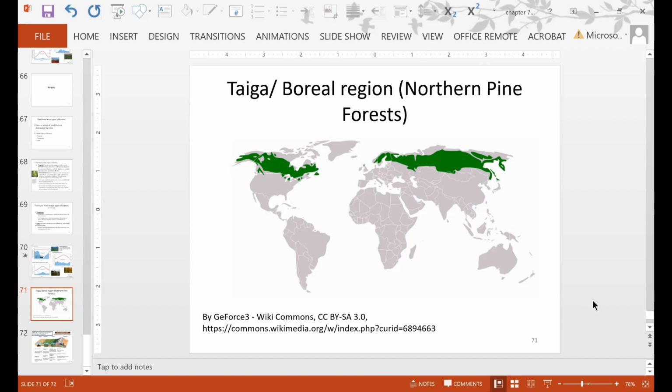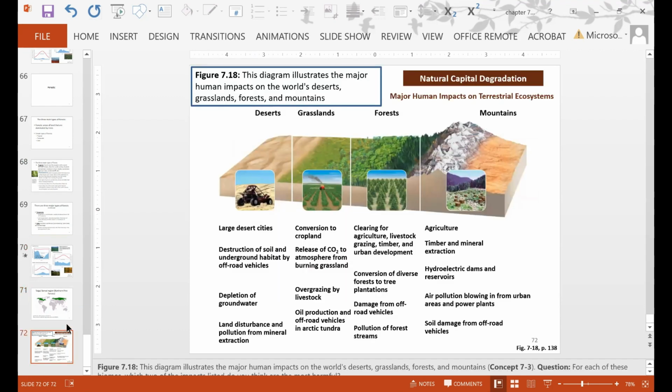Now, in the southern hemisphere, you don't have as much land in those latitudes anyway. So that is partly why you're not going to have large, extensive pine forests. And then this shows you major human impacts on the terrestrial ecosystems. So your deserts, these are different impacts that humans have on the deserts, grasslands, forests, and mountains. You could read through that.